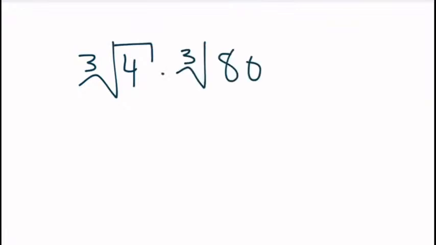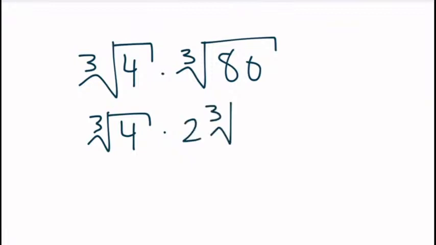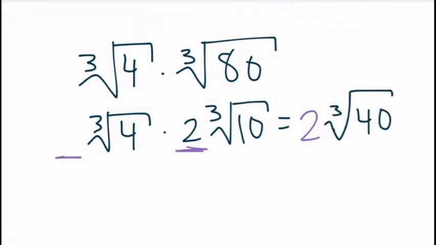Let's do another multiplication problem. We have the cube root of 4 times the cube root of 80. So 4 is just 2 times 2, so there's nothing that can be taken out of the cube root. But 80 is 8 times 10, and we know that 8 is 2 cubed, so we can take out a 2 and we leave in the 10. So now we multiply everything in front of the radical, and we just have 2 here. And then we do 4 times 10, which is 40.